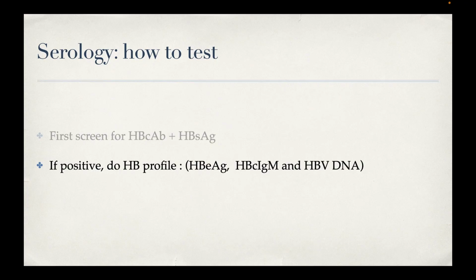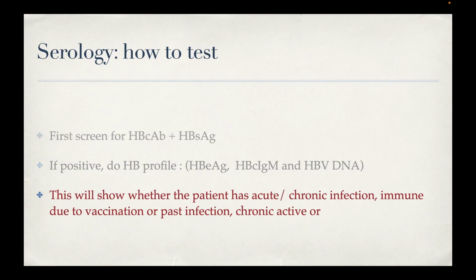And so we say together, all these tests will show whether the patient has an acute or chronic infection, whether the patient is immune due to vaccination or past infection, or whether the person is having a chronic active or inactive infection. Now that we've seen this, we are going to look at a series of examples with patients who present with some serology in order to understand how to interpret them when we find one.